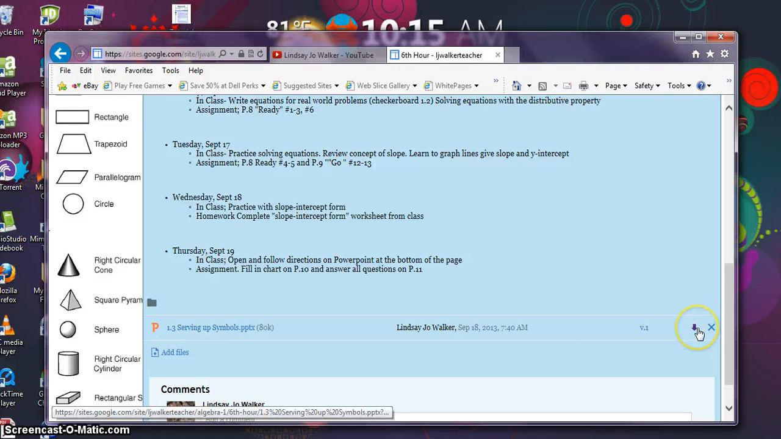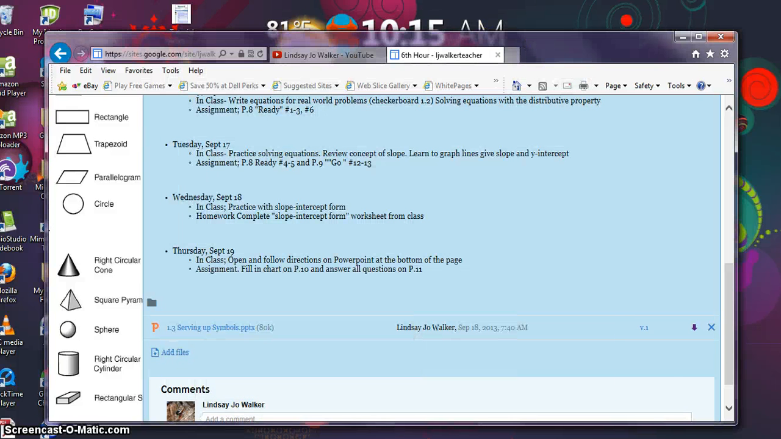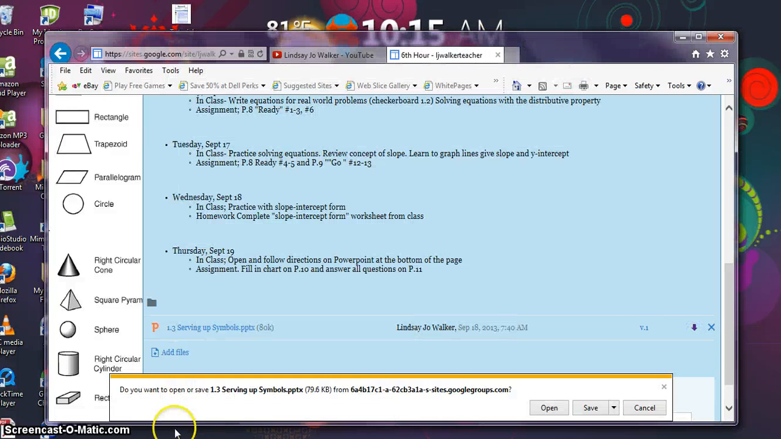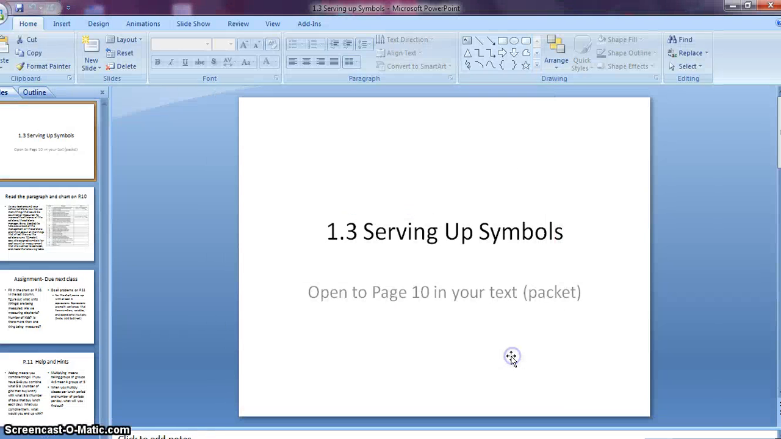You need to click the arrow on the PowerPoint and you will pull up a document that looks not like that. That's Skype. Well, why don't I just download it? I'm going to, and then you click open. All right, so serving up symbols. This is what we're doing today.